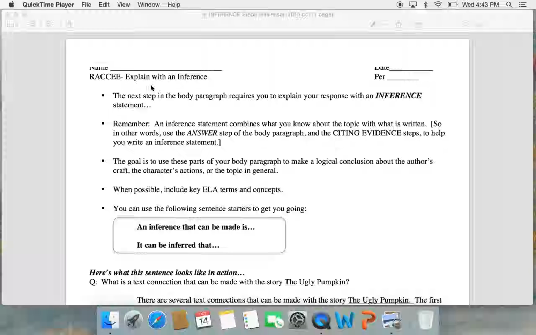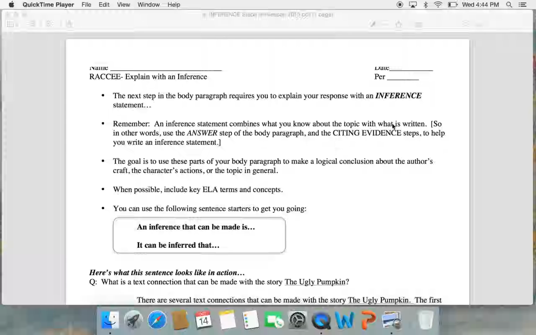Let's focus on the explain with an inference, because we're going to back out of this body paragraph slowly. We're going to draw a conclusion for the reader about what just happened. So an inference statement is needed. Now let's talk real quick about what an inference statement is in general. Remember, an inference statement combines what you know about a topic with what is written.